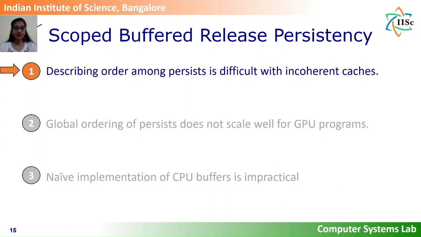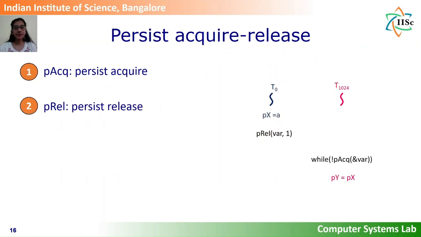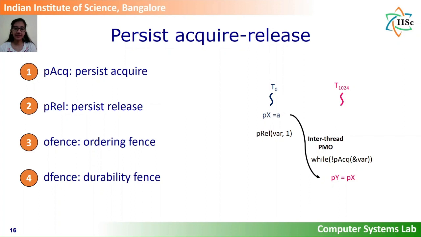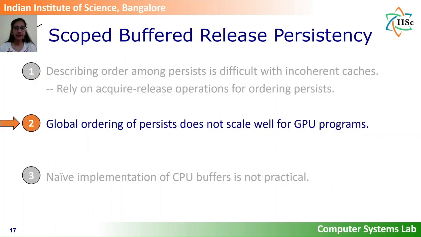To this end, we propose Scoped Buffered Release Persistency, or SBRP. We provide persist acquire-release operations which help the programmer to explicitly define the inter-thread PMO, as shown. Thus, we do not depend on coherence messages for tracking inter-thread PMO. We borrow existing offense and defense operations for intra-thread PMO. Next, to avoid globally ordering persists, we take a cue from the GPU's memory consistency model.